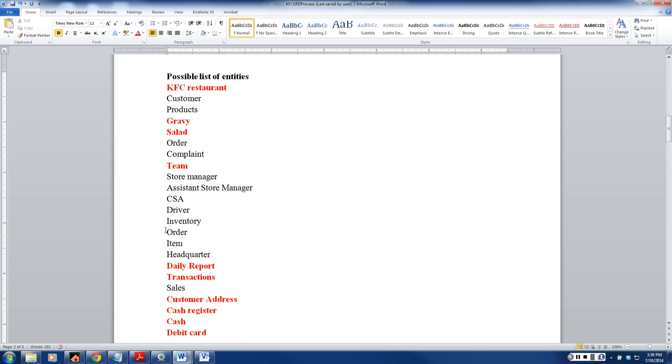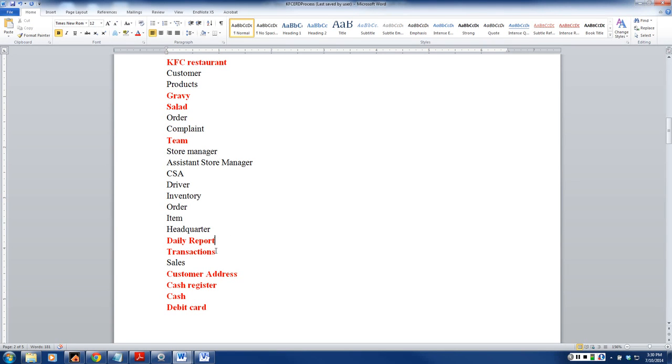Daily report. Daily report again is a report. So report is a set of information. Information is generally not modeled as an entity. The reason is the daily report consists of information about inventory, sales, stuff like that. So we can collect that by combining certain tables. So report are generally not included as entity.